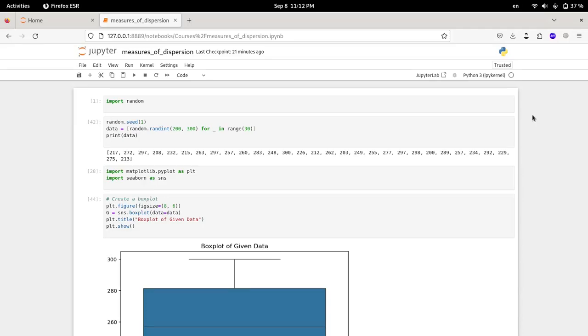We know about mean, median and mode. They are actually the measures of central tendency, that is, the center of data. So we will talk about the measure of dispersion today. To continue, first we will generate data.